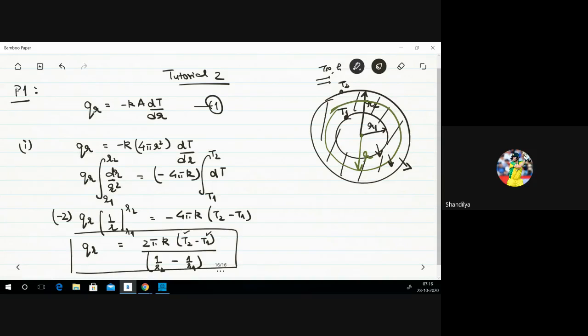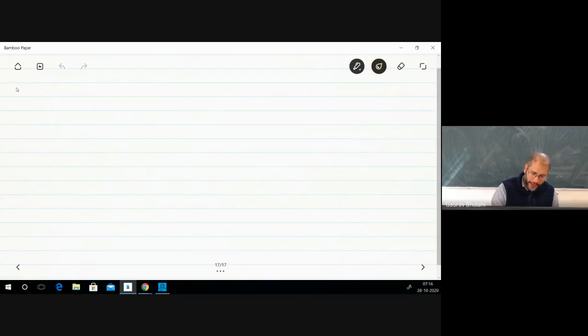Okay, great. So let's move to the second part. The second part says find the expression for the conduction resistance in spherical conduction. So we have to find our conduction resistance in this case of the spherical coordinate system. Again, remember how we defined R conduction. We defined it as V equals IR, so R is V upon I. So V in this case is delta T and I is your Qr.